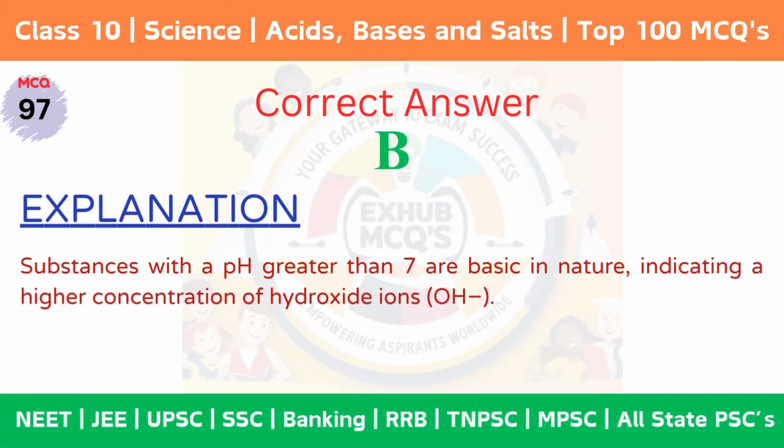Explanation. Substances with a pH greater than 7 are basic in nature. A higher pH indicates a lower concentration of hydrogen ions, H+, and a higher concentration of hydroxide ions, OH-.